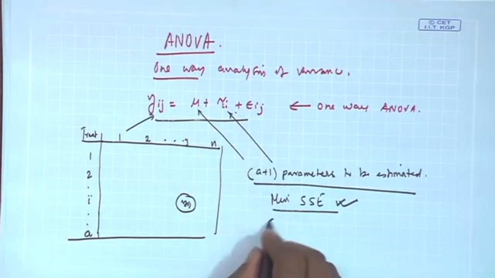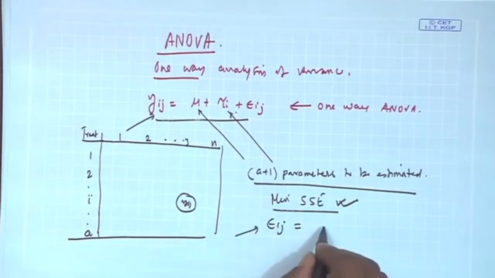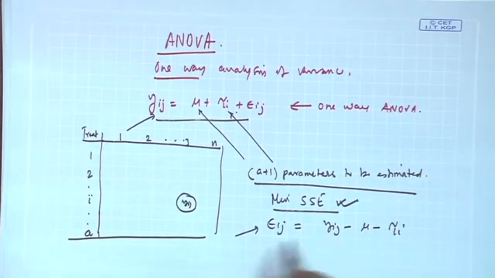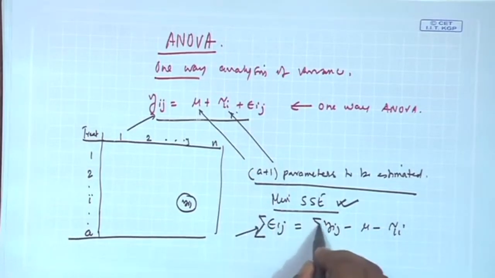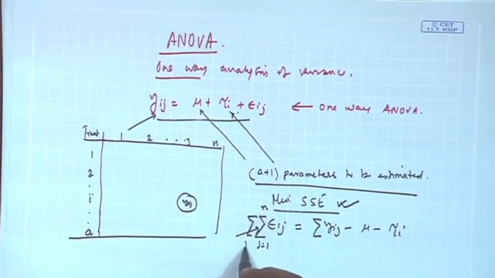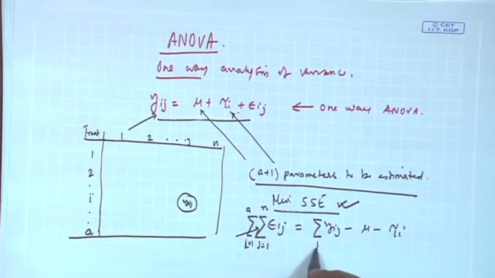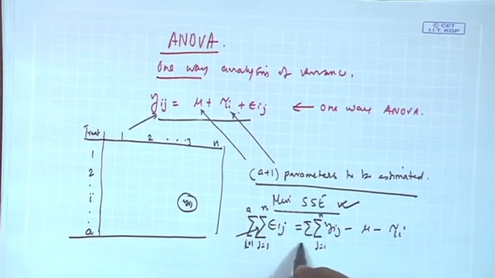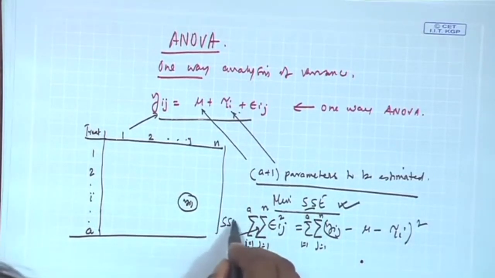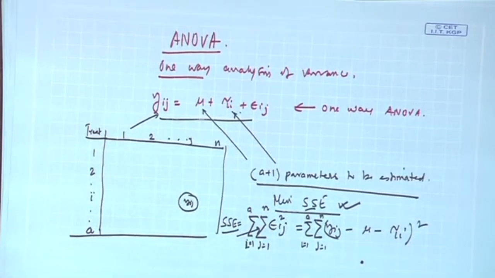Now, in this equation, epsilon_ij is the error term. This is y_ij minus mu minus tau_i. Now, we sum it over i and j, j equal to 1 to n, i equal to 1 to a. But since we are saying sum of squares, you first make it square and then sum it. So, this is your SSE.